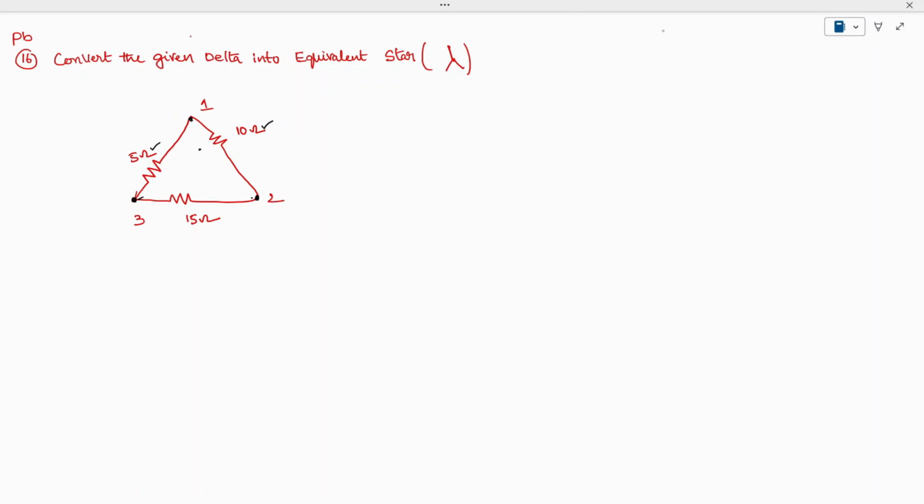Today we are going to find the solution for the given problem. The given problem is: convert the given delta into an equivalent star. Okay, so if you want to draw the star, let's try to mark the nodes.